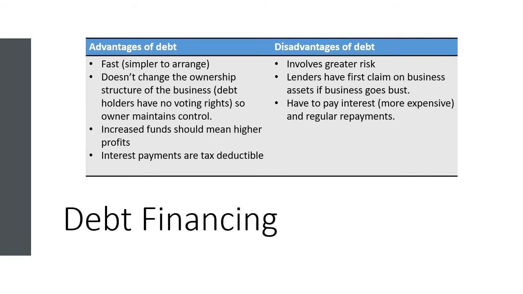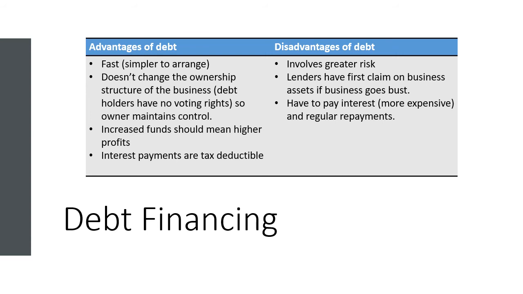Increased funds should mean higher profits. So again, you've got to spend money to make money. Interest payments are tax deductible. The disadvantages: it involves great risk because you've got to pay the interest back and you don't know whether you'll be able to do that. The lenders have the first claim on the business assets if the business goes bust. So if the business fails, the lender, which is probably the bank, is going to get their money first and then everybody else. You have to pay interest, so it's more expensive, and regular payments.